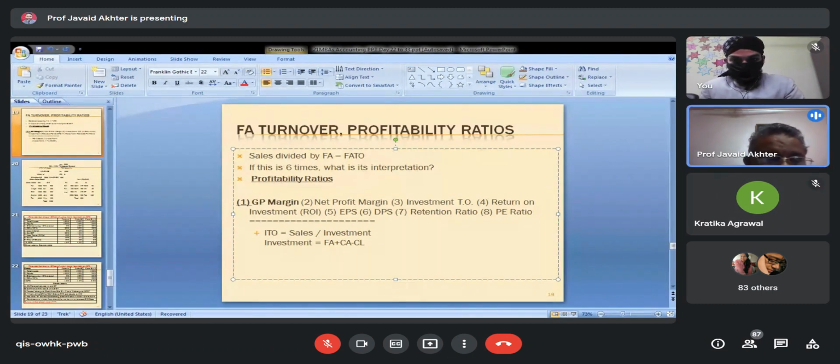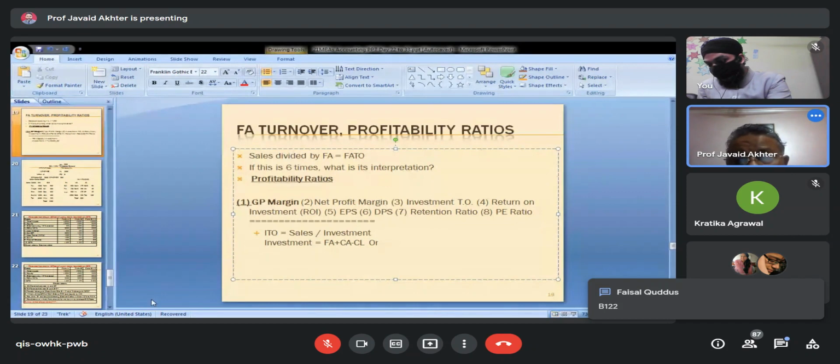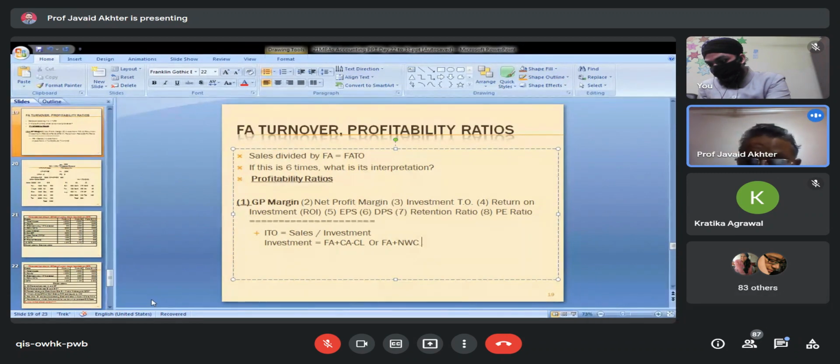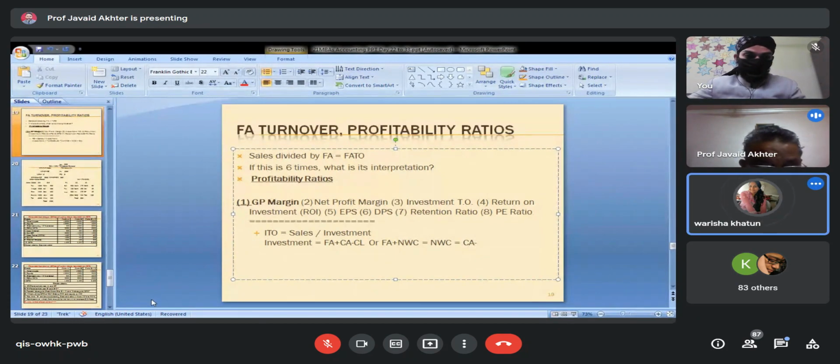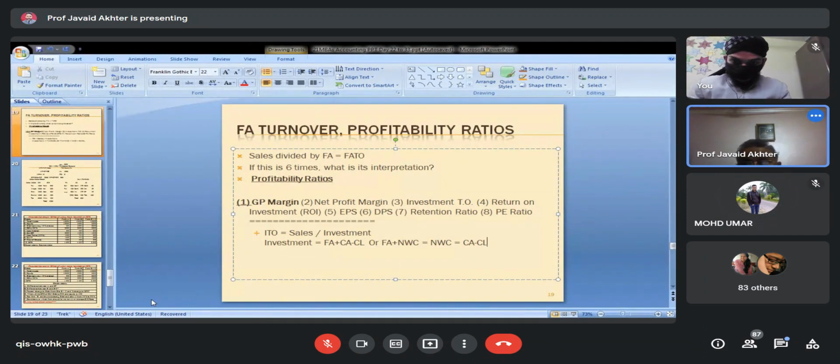Okay, what else can we say about this? We can also say fixed assets plus net working capital. Because when you subtract current liabilities from current assets, you call it net working capital. Fixed assets plus net working capital. What is net working capital? Net working capital is equal to current assets minus current liabilities. So the formula is clear?